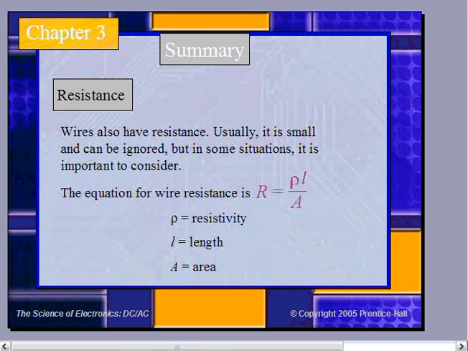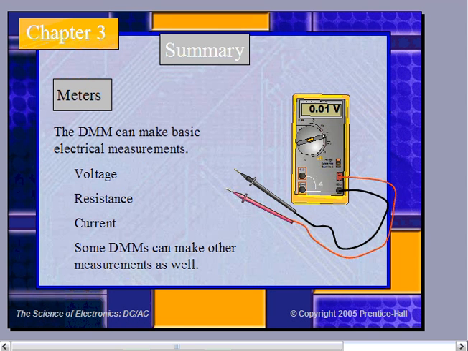Wires also have resistance. Usually it is small and can be ignored, but in some situations it is important to consider. The equation for wire resistance is equal to the resistivity times the length divided by the area.